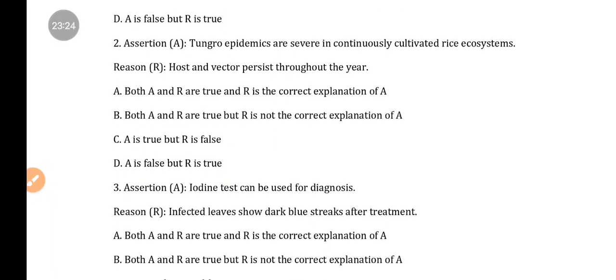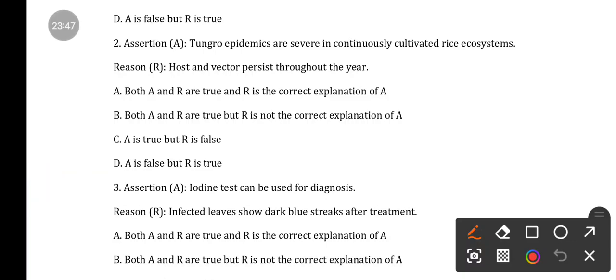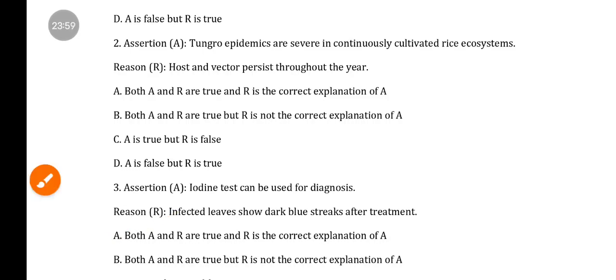Then second, the assertion: Tungro epidemics are severe in continuously cultivated rice ecosystems. Obviously it is true. And the reason is host and vector persist throughout the year. Both are correct and it is a true explanation of A. Next, third, assertion: iodine test can be used for diagnosis of Rice Tungro. And reason: infected leaves show dark blue streaks after treatment. Both are correct and R is the correct explanation of A.